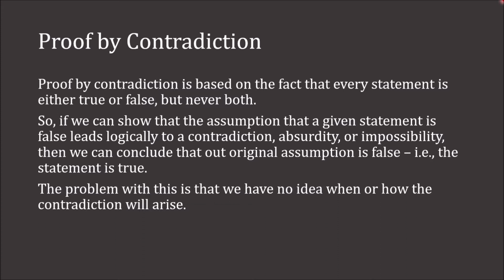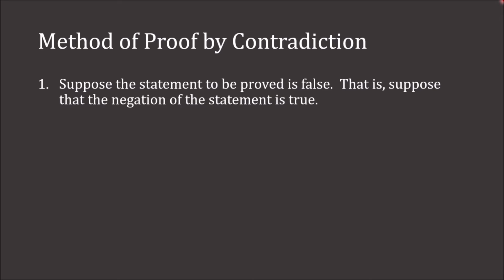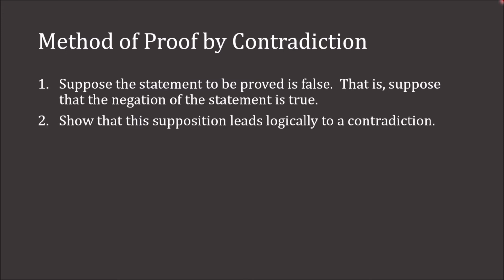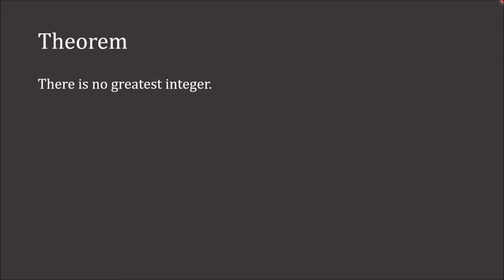So the method of proof by contradiction: first, suppose the statement to be proved is false. That is, suppose that the negation of the statement is true. Show that this supposition leads logically to a contradiction, and then we can conclude that the statement to be proved is actually true. So let's go about proving that there is no greatest integer.